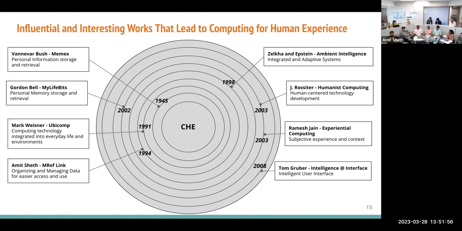So all these different visions, which were published from 1945 to 2008, consist of these different points of view of human experience. And that's why you have computing for human experience at the heart of the diagram and all the other things around it, because in the end, the main focus of every single vision was human experience, but they differ in these different things.